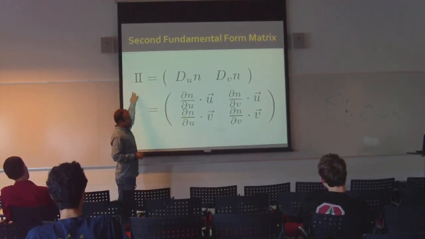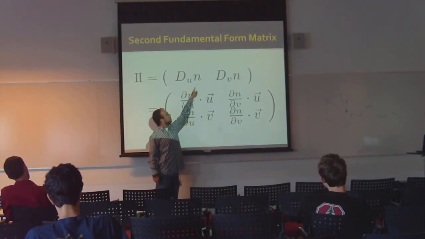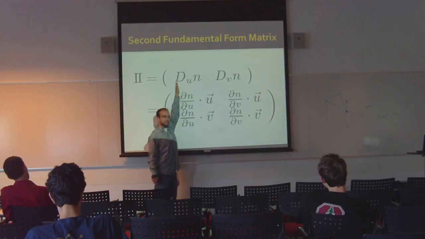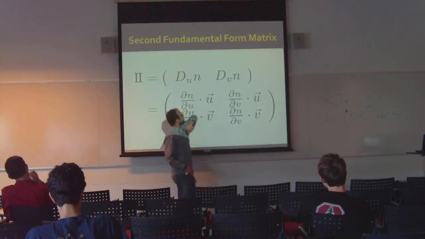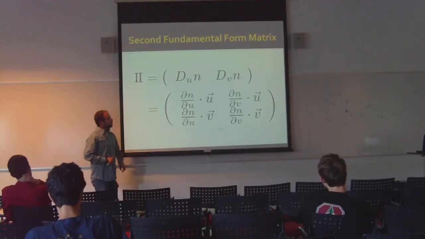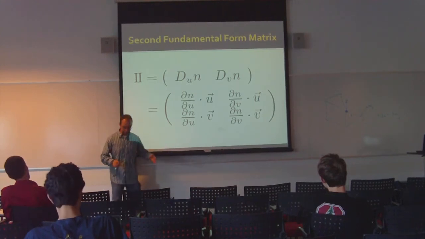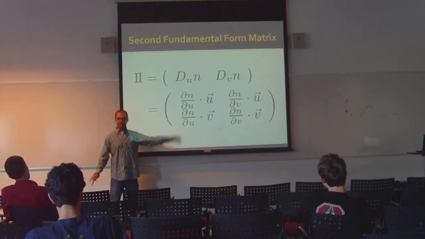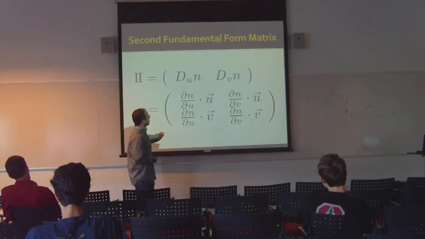So anyway, the second fundamental form matrix is nothing more than this: I take the derivative of the normal in the u direction, that's the first column. The second column is the derivative of the normal in the second direction. Reasonable enough. In particular, we can write this as a 2 by 2 matrix because we only care about the derivative of the normal projected back down to the tangent plane. This is something that will keep coming back up.